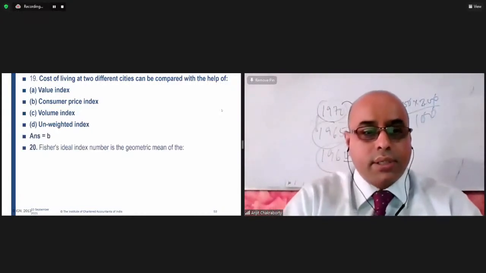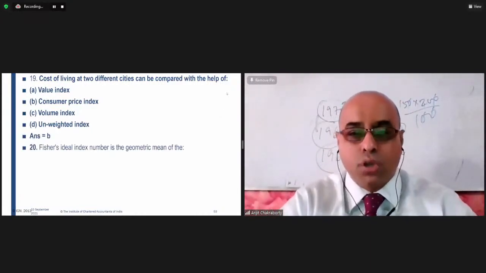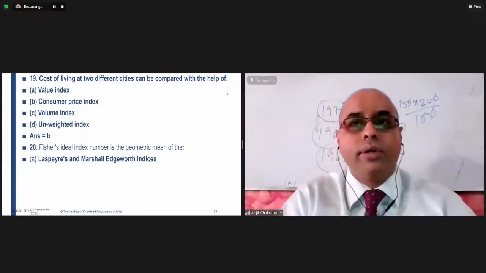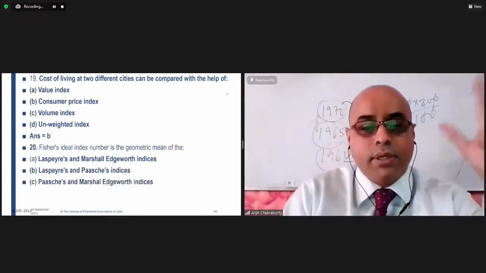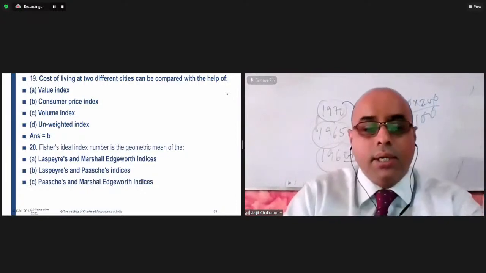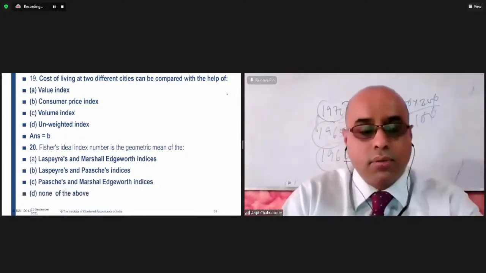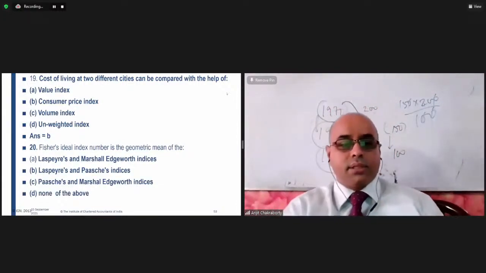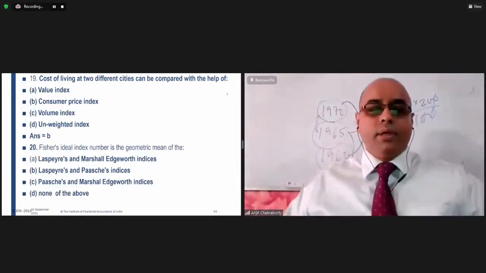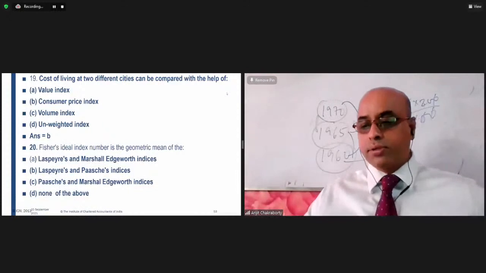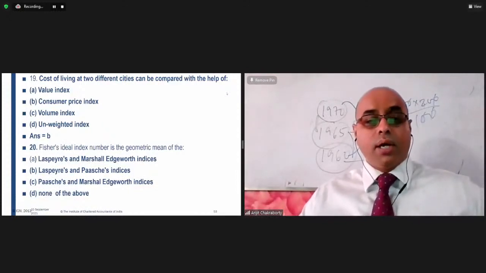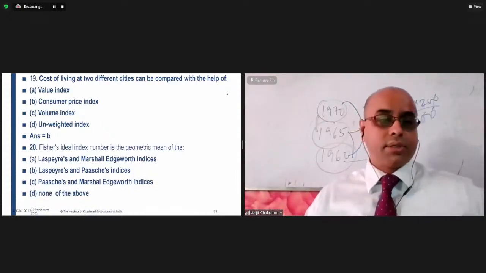The last one is Fisher's ideal index number is the geometric mean of which of the following? Is it Laspeyres and Marshall-Edgeworth? No. Is it Laspeyres and Paasche? Yes. Paasche and Marshall-Edgeworth? No. And none of the above is also not the right answer. So the right answer is, Fisher's ideal index number is the geometric mean of the Laspeyres and the Paasche indices, right?